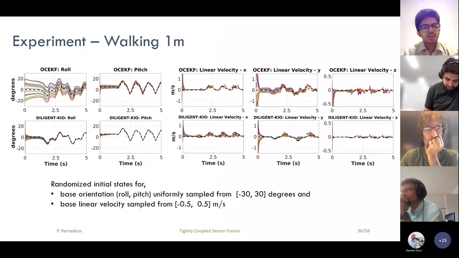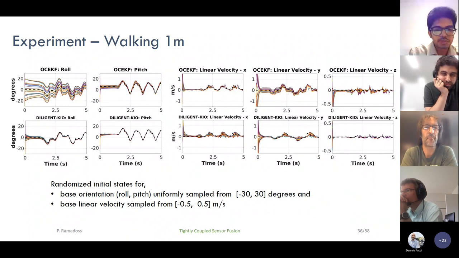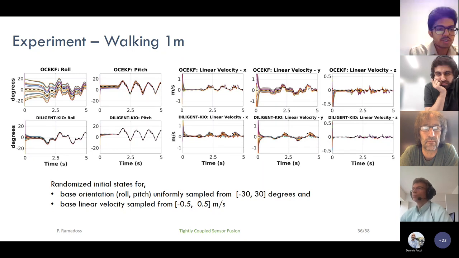So here in this slide, what we show is a comparison of a quaternion-based approach with a matrix Lie group-based approach. And what we do is, along the observable directions of orientation and velocity, we perturb these observable directions to randomize the initial states, and we verify for fast convergence and convergence to the true state. It can be noticed that Dilligent KIO, which uses a matrix Lie group representation, converges faster and towards the true state in almost all the directions.